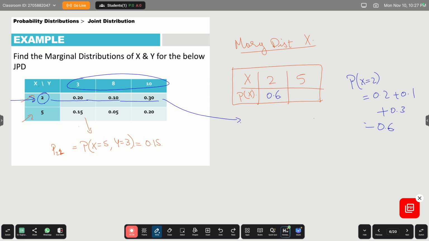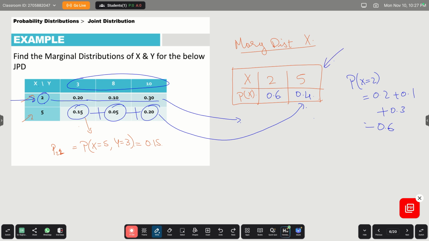And similarly, the probability that x is equal to 5 is 0.15 plus 0.05 plus 0.2. So this sum will be equal to 0.4. Very simple. You just add all the values in the first row for the first value of x, and the sum of all the values in the second row for the second value of x. This is how we get the marginal distribution of x.